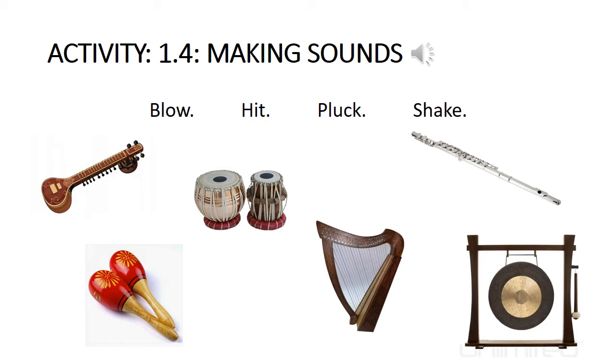Flute. Flute is made up of a tube with holes that are stopped by the fingers or keys, and it is played by blowing in it. Harp, an instrument consisting of a frame supporting a series of parallel strings, played by plucking with the fingers. Gong, a disc-shaped instrument that produces a resounding sound when hit with a padded hammer.